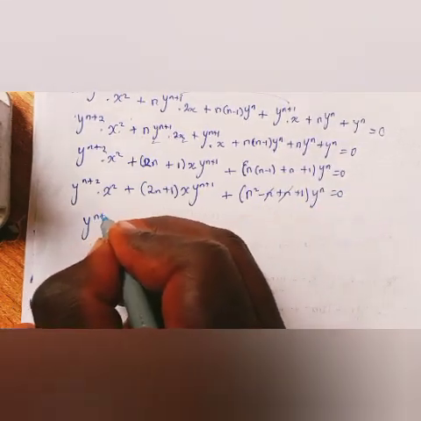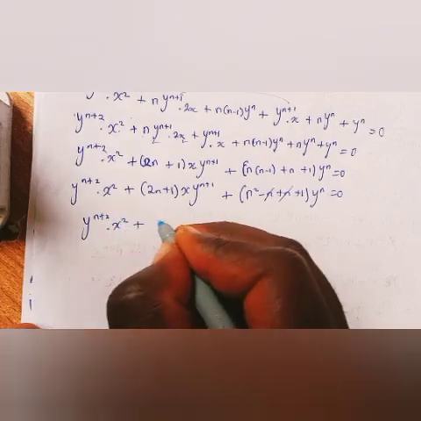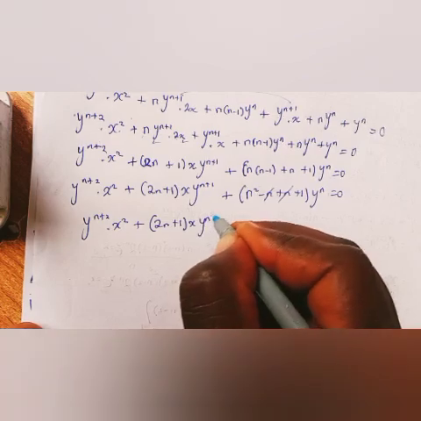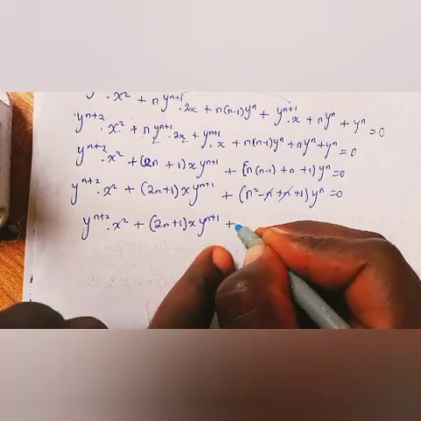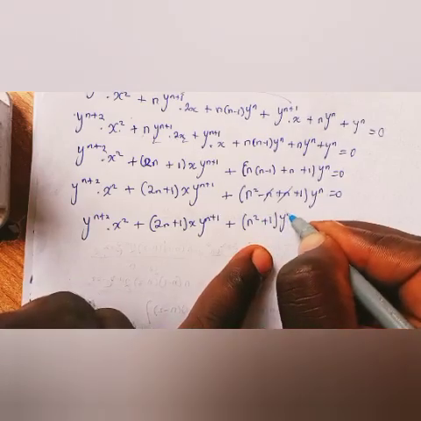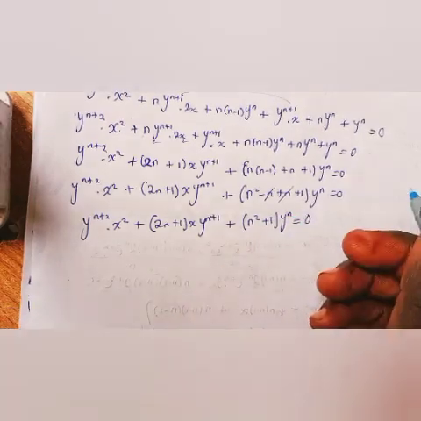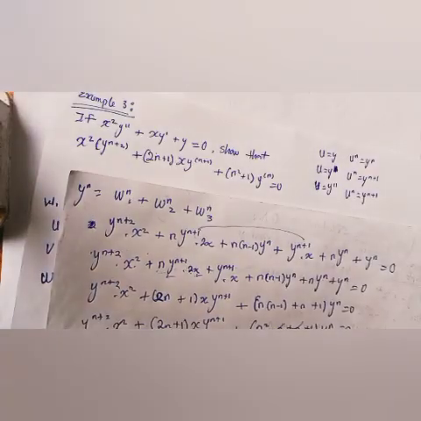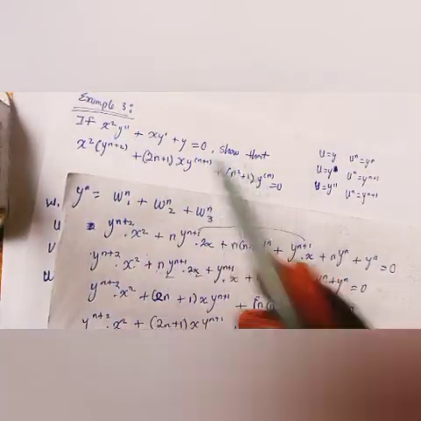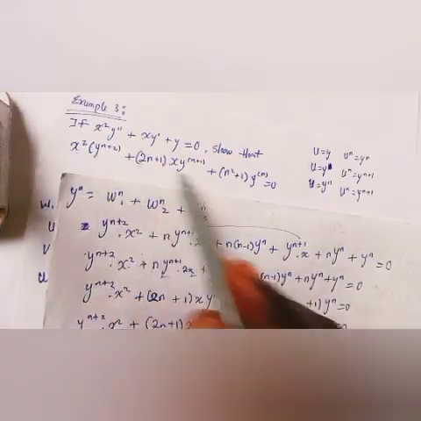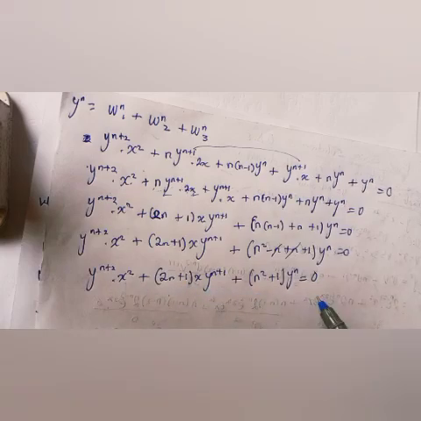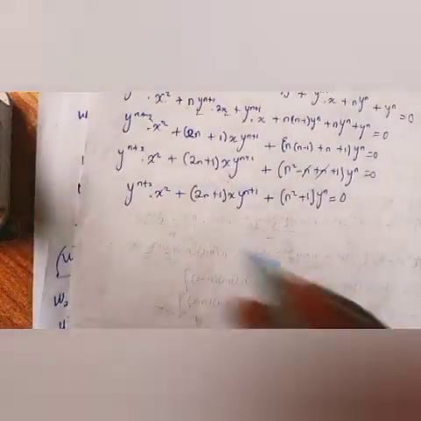So we have n plus 2 dot x squared plus 2n plus 1 x yn plus 1 plus n squared plus 1 yn equals to 0. So as we can see, the question is to show that this equals to this. So this is what we have here. It's the same thing as what we have here. So thank you. Now the next example.